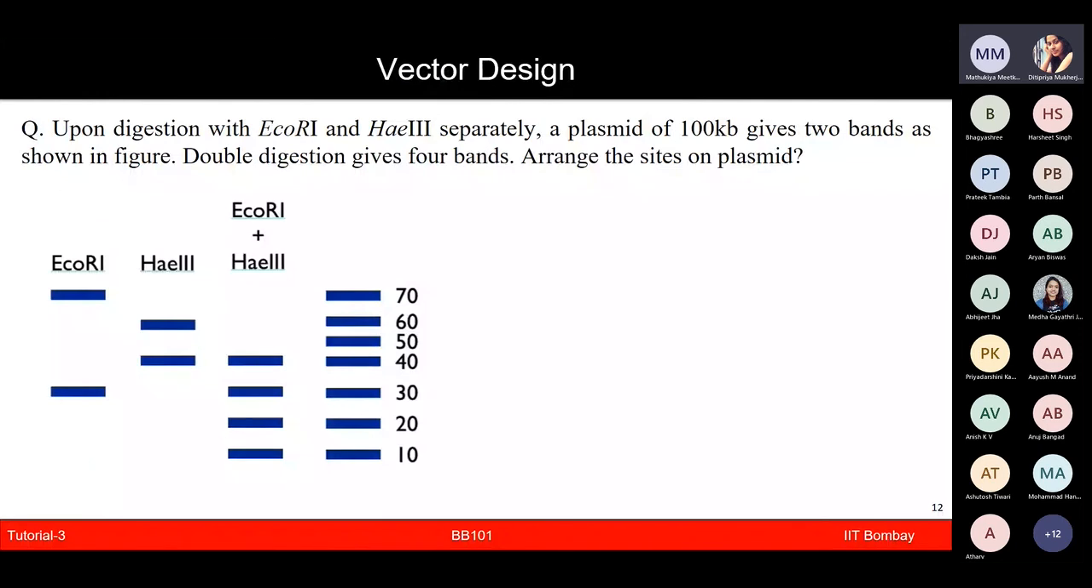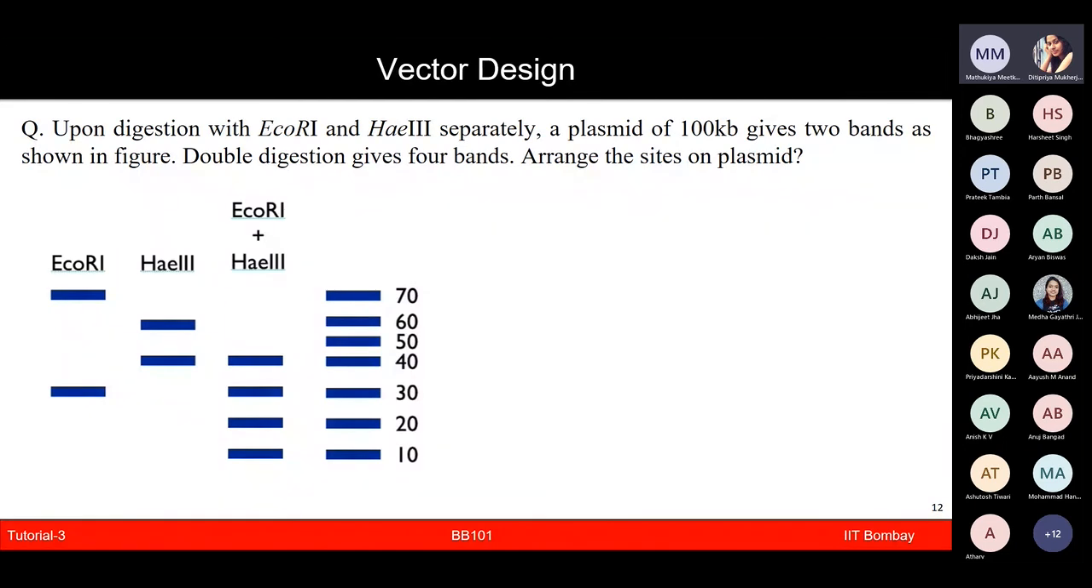Yeah. So, vector designing. Here we have a vector upon digestion with EcoR1 and HEI3, whatever these two enzymes are. The plasmid is 100 kb in total, and single digestion gives 2 bands as shown in the figure. Double digestion gives 4 bands. So arrange the sites of the plasmid.